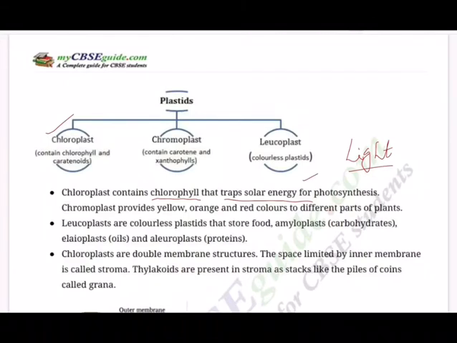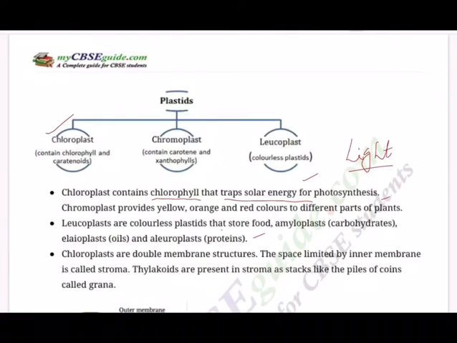And 740 to 780 nanometers, that we discussed in the photosynthesis chapter. And the chromoplast provides yellow, orange, red colors to different parts of the plants. And leucoplasts are the colorless ones that store food. Amyloplasts store carbohydrates, elaioplasts store oils, and aleuroplasts store proteins.